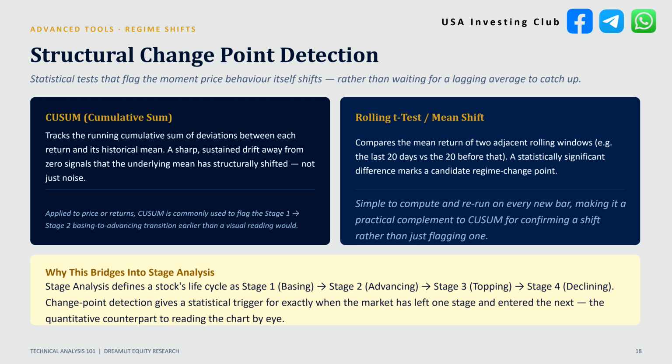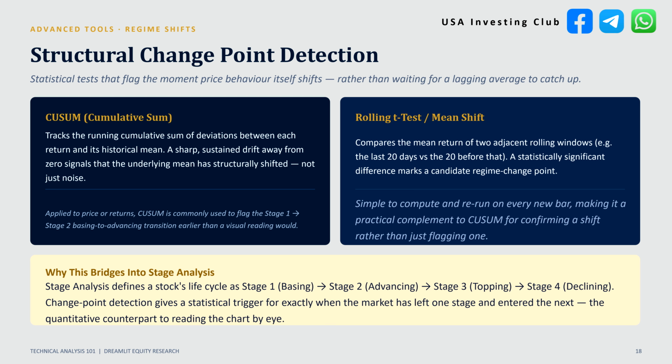Second, the rolling t-test or mean shift test. It compares the mean return of two adjacent rolling windows, say, the last 20 trading days against the 20 days before that. A statistically significant difference between those two windows marks a candidate regime change point. It's simple to compute and easy to rerun on every new bar, which makes it a practical complement to CUSUM. CUSUM flags the shift, the rolling t-test helps confirm it.